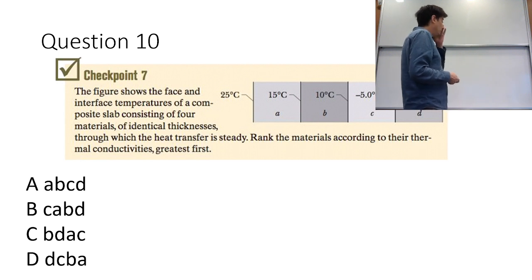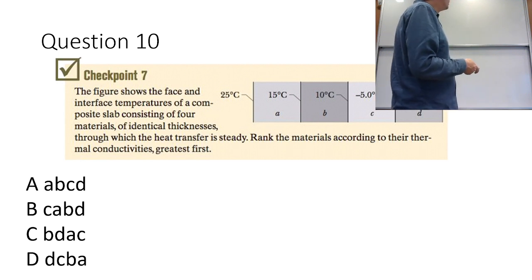Just to get some intuition on this: the figure shows the interface temperatures of a composite slab. There are four materials stuck together, of identical thickness, through which the heat transfer is steady, so these temperatures are not changing. Rank the materials according to their thermal conductivities, greatest first.